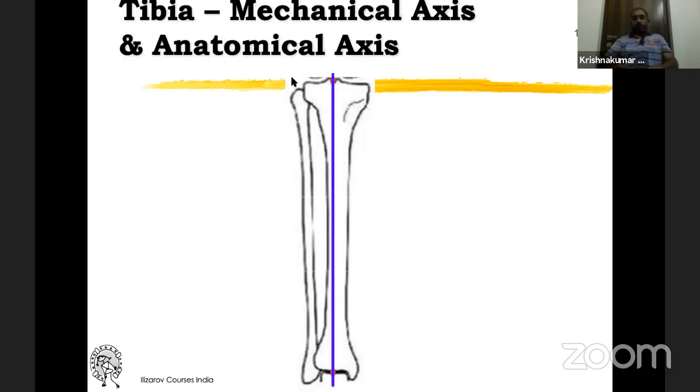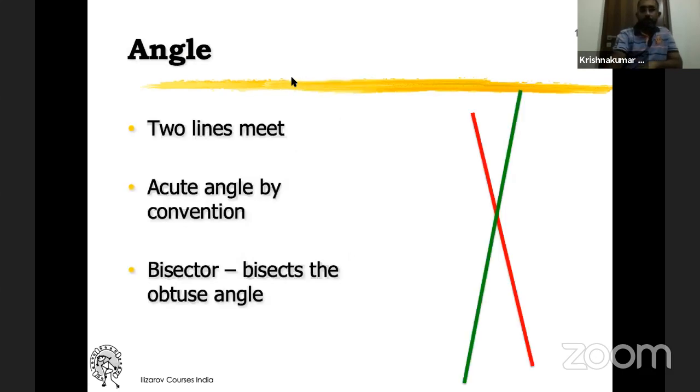Whereas in the femur, your anatomical axis is different from the mechanical axis, because all of you know that there is a 7 degree deviation between the mechanical and anatomical axis when you think in terms of the femur. So that is the mechanical axis of the tibia and femur.